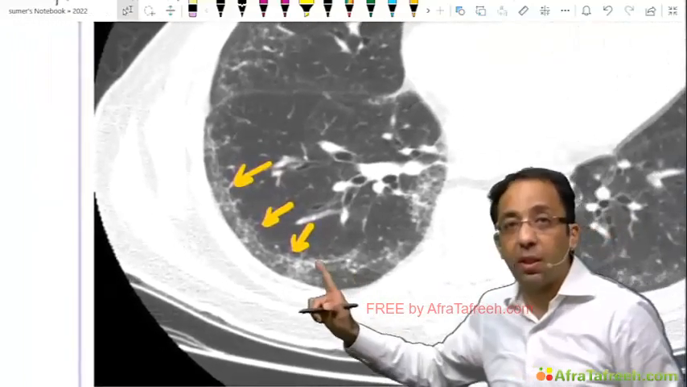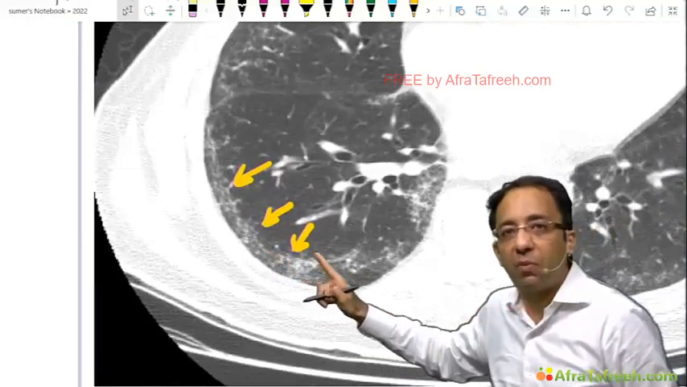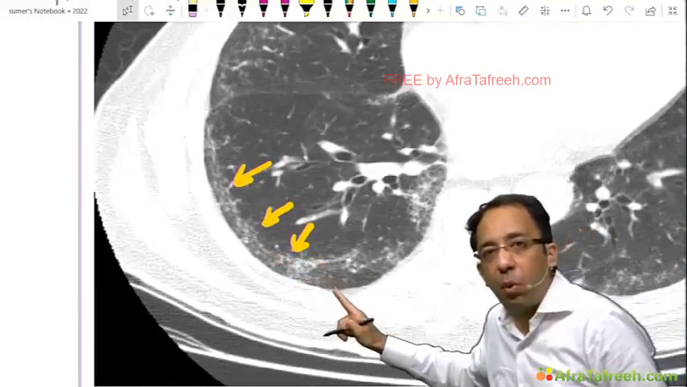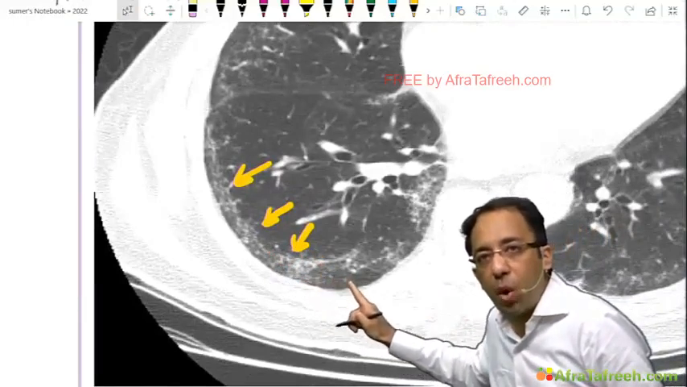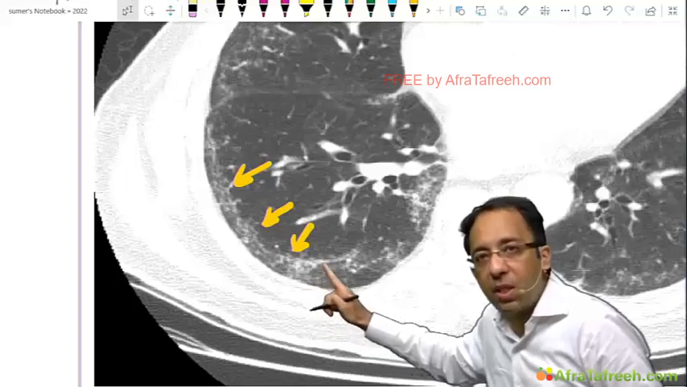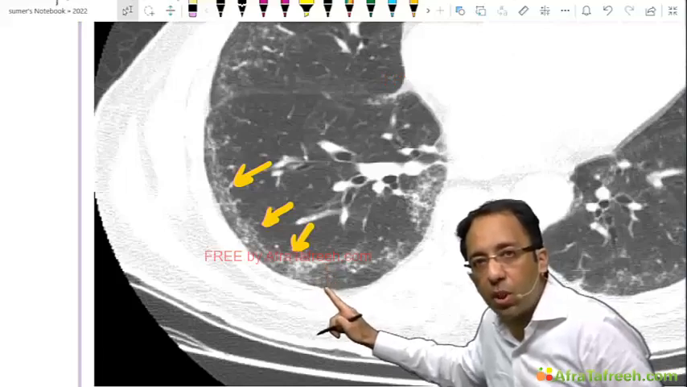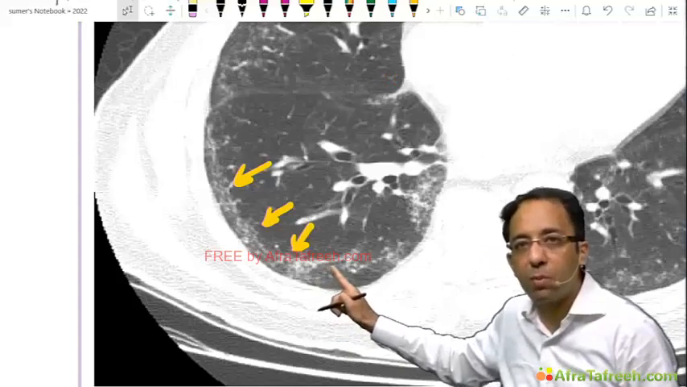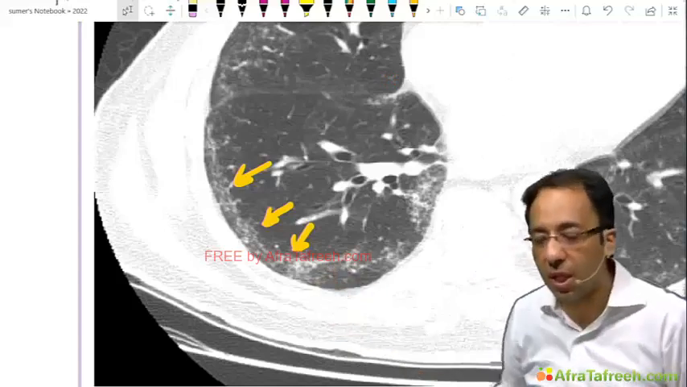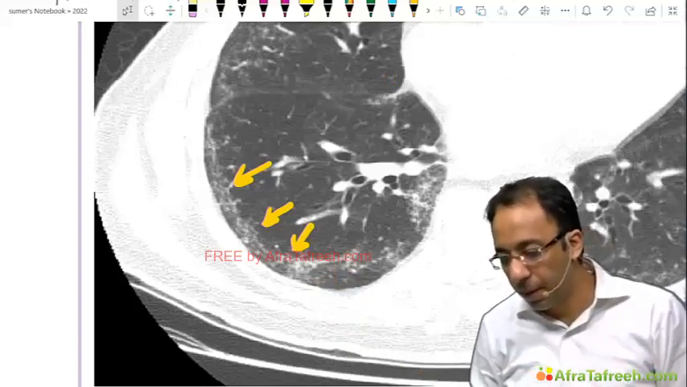Now what is subpleural sparing? Look with me once. This opacity that you see, white white, can you see between the pleura and the opacity there is some normal lung? That means the disease is not reaching till the pleural surface. This is called subpleural sparing. It is characteristic of NSIP. Clear, Khushbu?